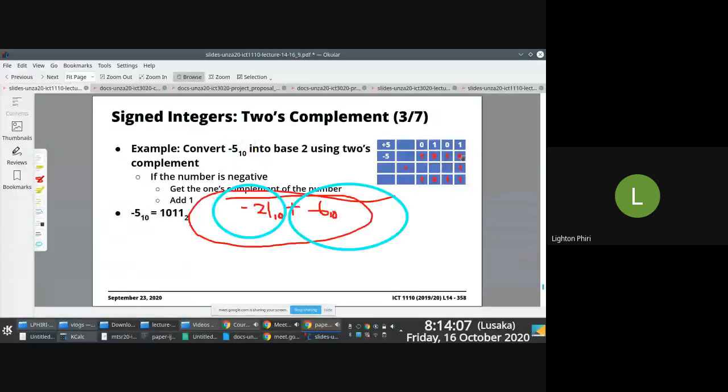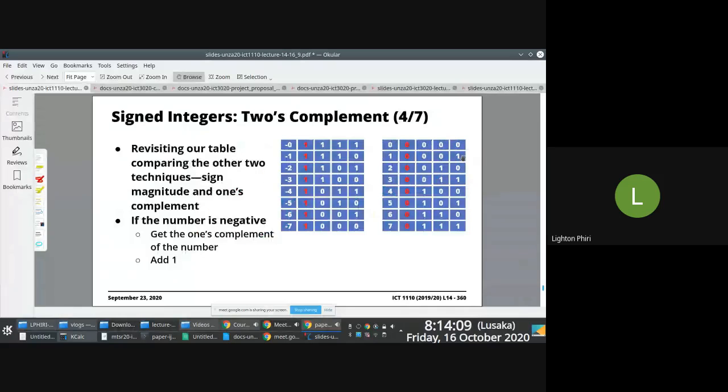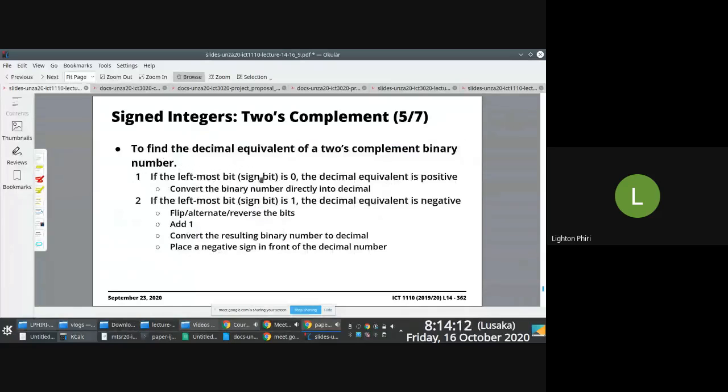Did we not discuss this? I thought we discussed this. There we go. Are you forgetting these rules here? Rule number 2. When you have a 2's complement encoded binary number, you follow these rules: flip the bits, add 1, convert to decimal, and then place a negative sign. So this is what we're supposed to do here.